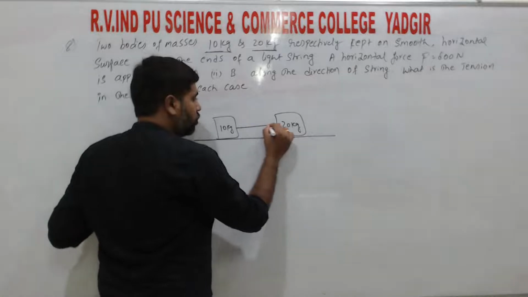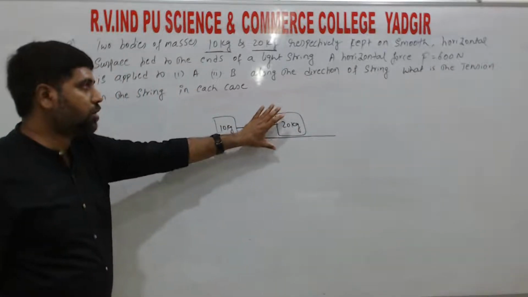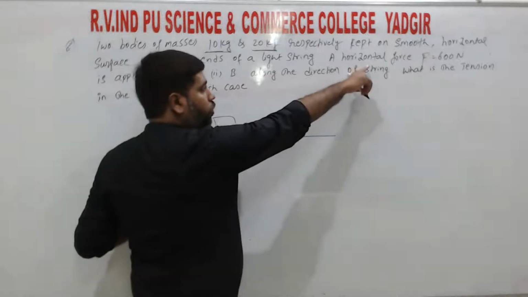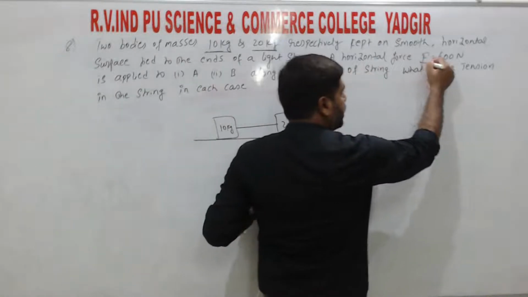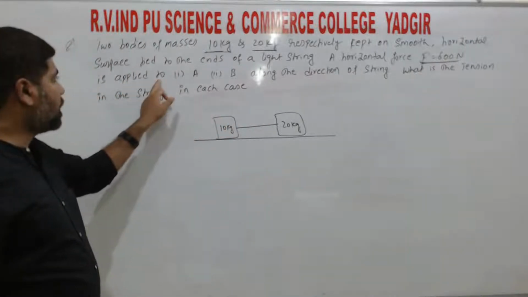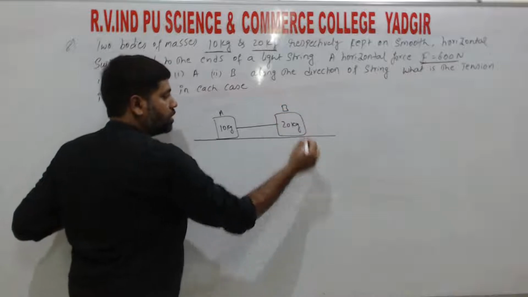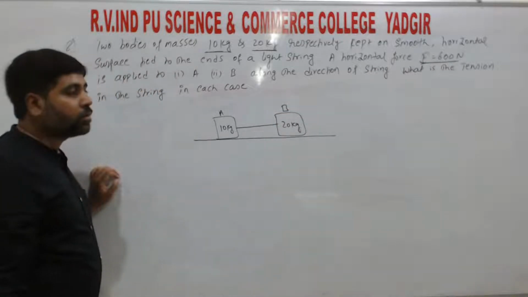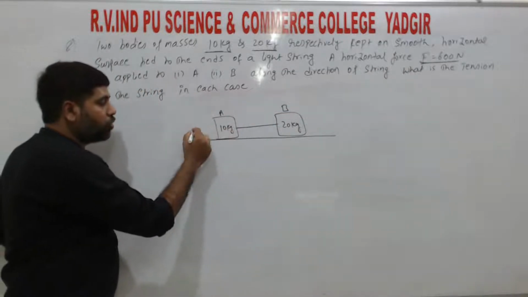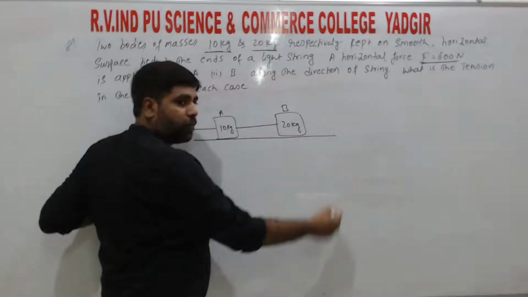Next, the masses are tied to the ends of a light string. So we have connected the two masses with one light string, right? A horizontal force F of 600 Newton is applied to A. So here there are two cases, one is A and another one is B, right? In the first case we apply the force to A, and in the second case we apply the force to B.